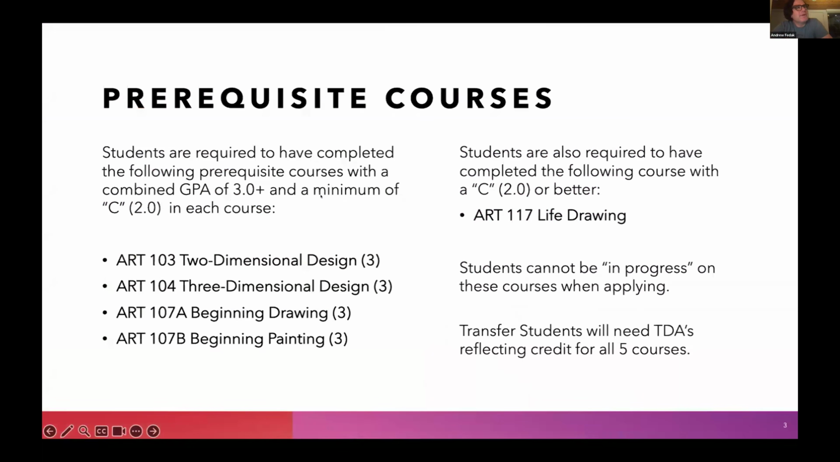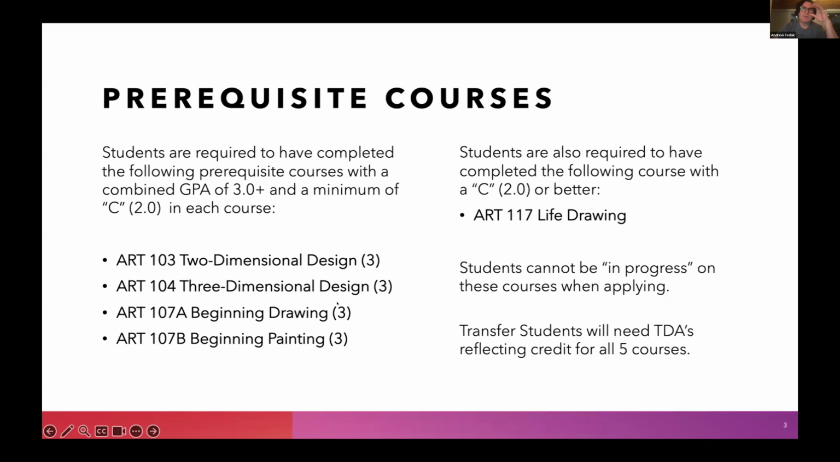So also before we actually get to that, there's prerequisite courses that you guys have to think about before you apply to the programs. So students, and this is for all the programs, have the same requirements. So students are required to have completed the following prerequisite courses with a combined GPA of 3.0 and a minimum of C in each course. So that's Art 103, 104, 107 A and B.